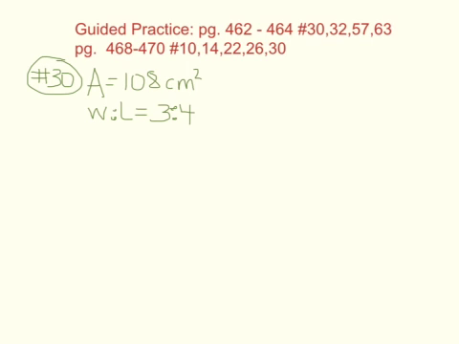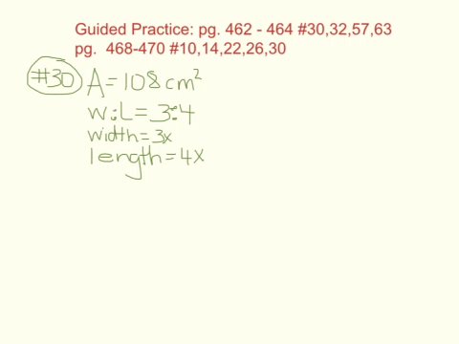Now problem number 30 is we're going to be using what's called extended ratios to solve. The information that they give me in this problem is that the area is 108 centimeters squared, and that the ratio of the width to the length is 3 to 4. Now what you're going to do is put an x behind the 3 and the 4 because the number that I multiply 3 by and the number that I multiply 4 by is going to be the same number since these are a ratio. So I've put my x behind each number, so I know the width is going to be 3 times whatever we find x to be, and length is going to be 4 times whatever we find x to be.